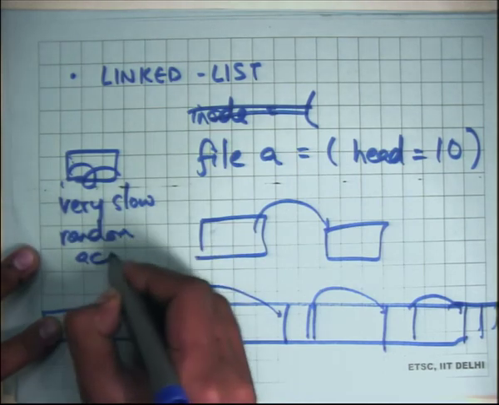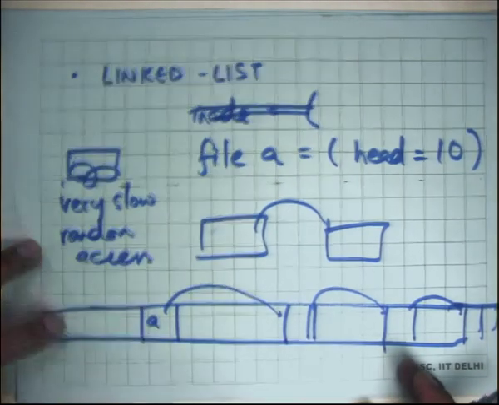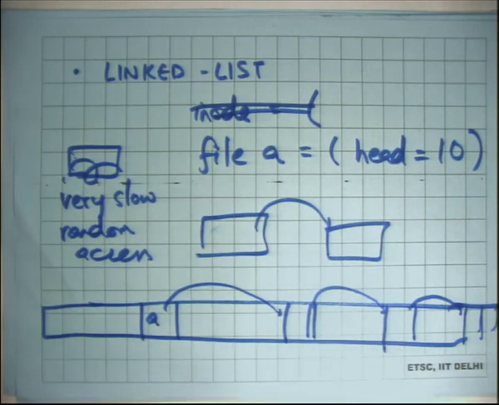Also, sequential access is slow, right? Because sequential access now basically means that you have to do a lot of seeks, because the blocks are distributed all over. Okay, that's fine.